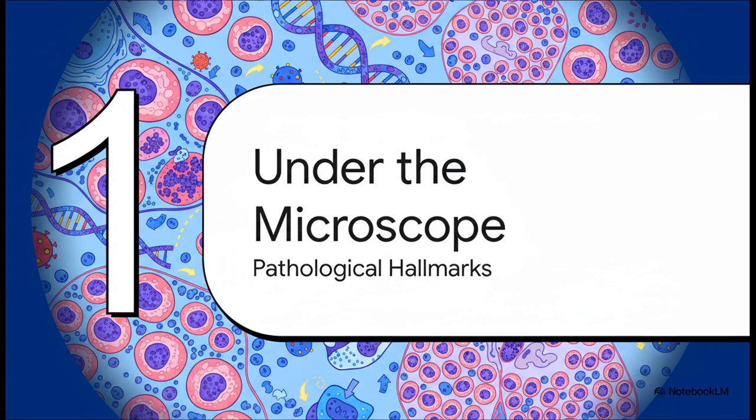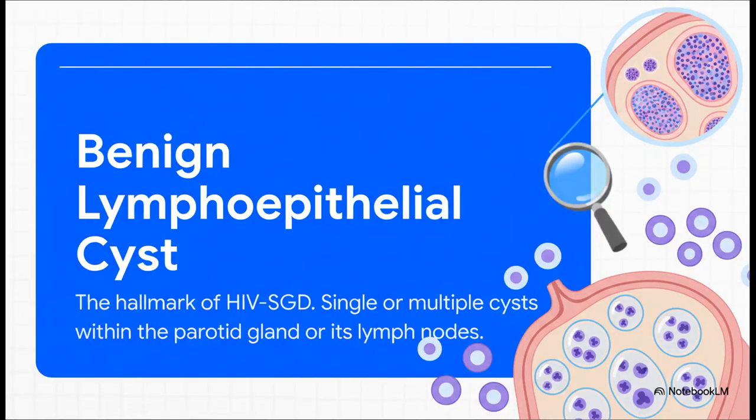To really get a handle on this diagnosis and confirm it, we've got to go deeper. We need to go right down to the cellular level. So let's pull out the microscope and see what truly defines this disease pathologically. The absolute telltale sign of HIV-SGD is something called a benign lymphoepithelial cyst, or BLEC. Just think of these as little fluid-filled sacs that pop up inside the parotid gland. When we see these, we are definitely on the right track. They are the single most characteristic feature we look for.